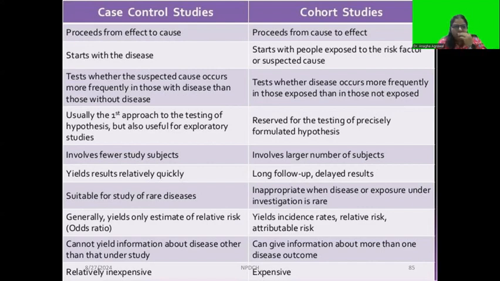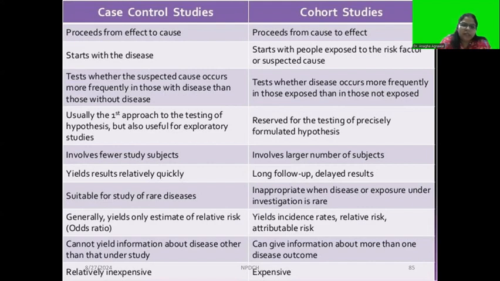Case control study involves fewer study subjects, whereas cohort study needs a greater number of study subjects. Case control study yields results relatively quickly. We just have to go once to the patient. There are no follow-ups, so we can get results quickly as compared to cohort study. Case control studies are suitable for rare diseases, whereas cohort studies are not suitable for rare diseases since the time span will be too much.